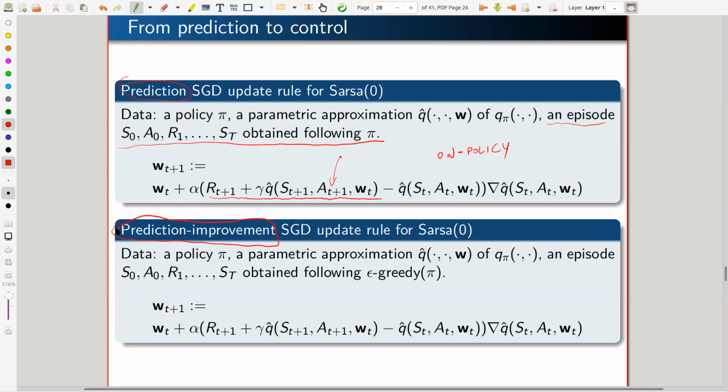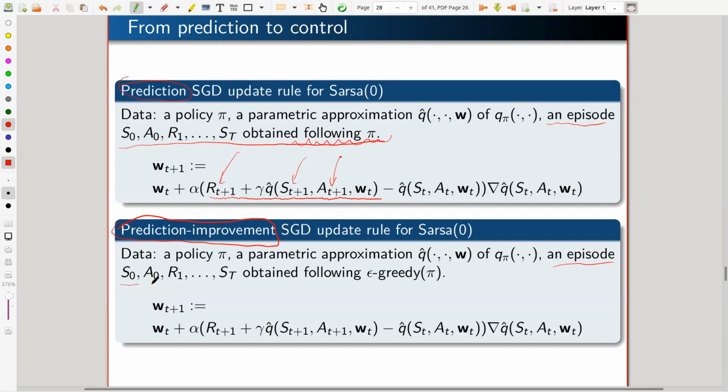You see here, the action, the state, the reward, and so on are obtained following pi, and pi is not changing. So this means that you are just finding the value of the policy in this case.